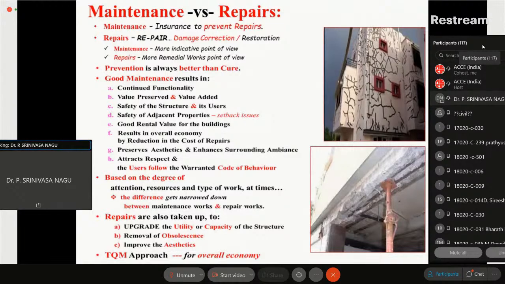So it is the safety of adjacent properties, especially because of the setback issues now. The safety of the structure depends on the safety of our adjacent structure also. Therefore, we have to take good care of our own structure first, right? Then, as I told you, good rental values are the issues. And of course, it results in overall economy by reducing the cost of repairs if you are having good maintenance. Then, especially, see, it preserves the aesthetics and surrounding ambience, okay? It attracts respect and the users follow the warranted code of behavior.